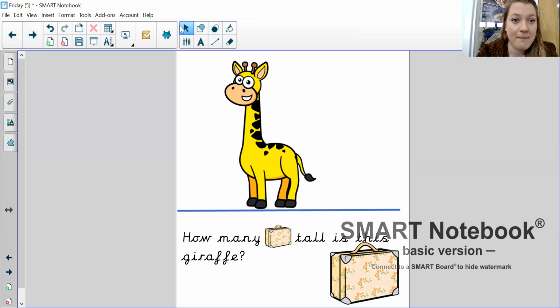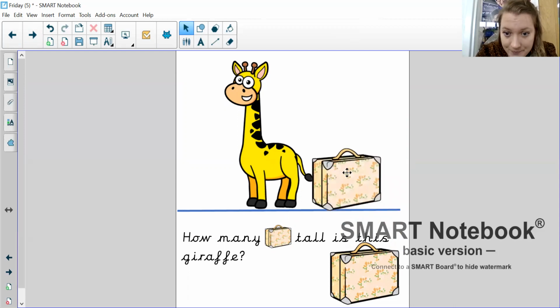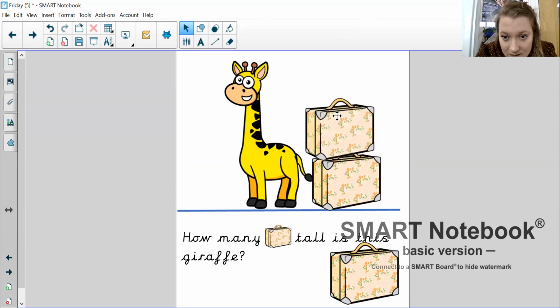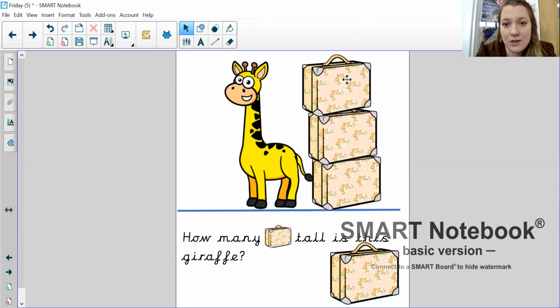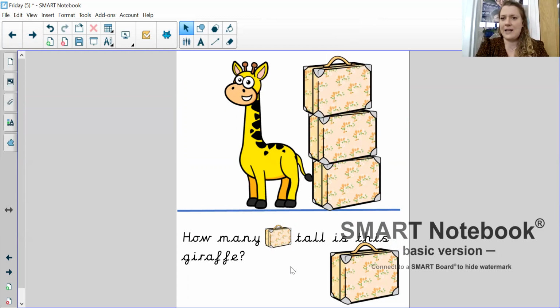Let's have a look. Remember, all the suitcases need to be the same size, which they are, but they also need to be touching each other. There should not be any gaps. I think let's put them on top of each other like that. There we go. There's no gaps. Have a think before I tell you.